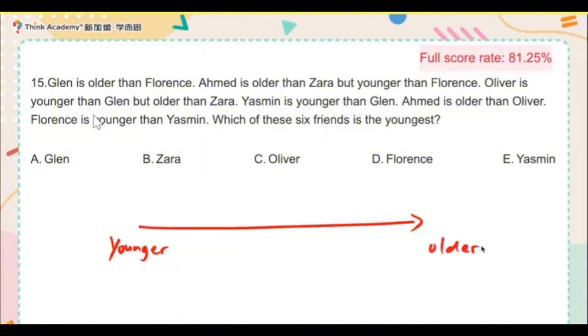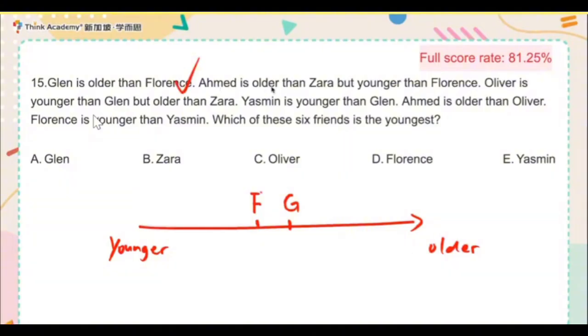So you can see this time we are comparing who is younger, who is older. So we can label like this. On the left side, it is younger. On the right side, it is older. So as for Glenn, it is older than Florence. So this is Glenn, then older than Florence. So Florence should be on the left side, right? Okay, this finished, then we tick to remind us.